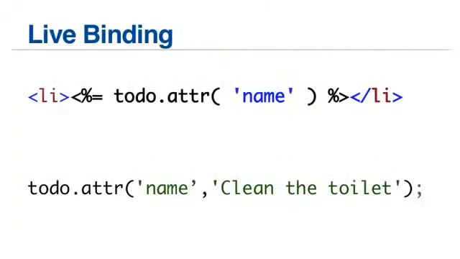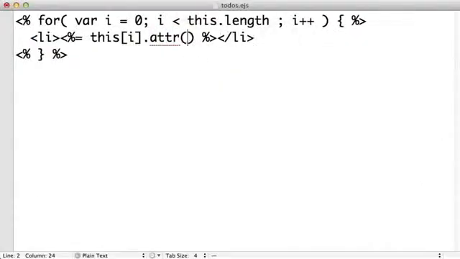EJS templates can automatically update their HTML when observed data changes. This is live binding. To enable live binding, use the @er method to read properties in EJS. When the property's value changes, EJS will update the DOM for you. To see it in action, I'll convert our template to use the @er method.